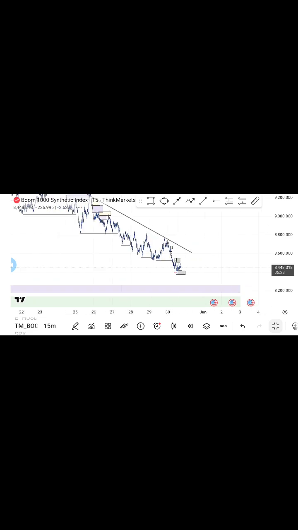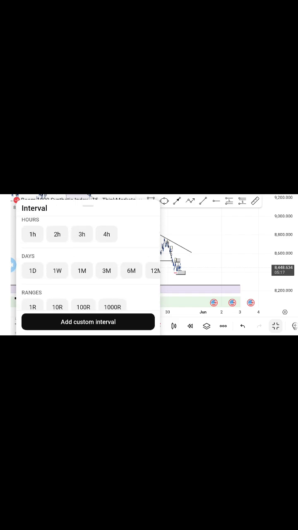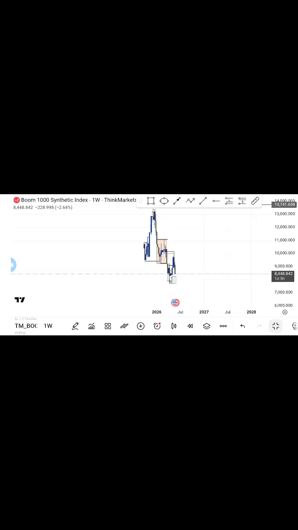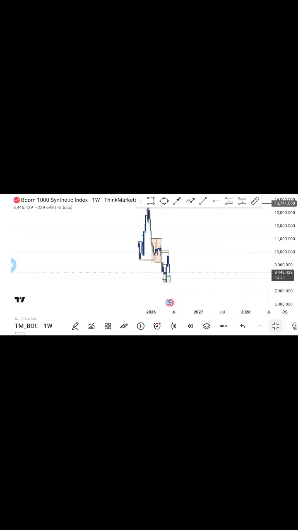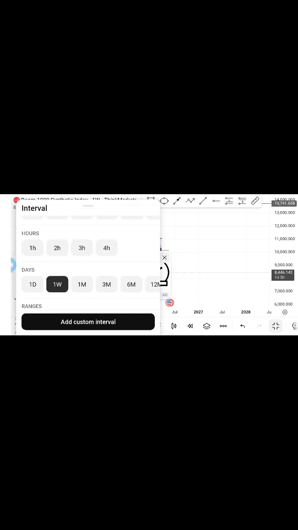So I've done my analysis from the weekly time frame down to the 15-minute time frame. So let me show you. This is the weekly time frame. The weekly time frame does not really matter because we don't have enough candlesticks. That is why I switched down to the daily time frame.